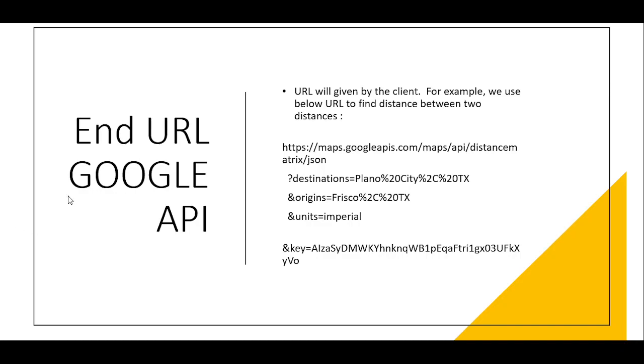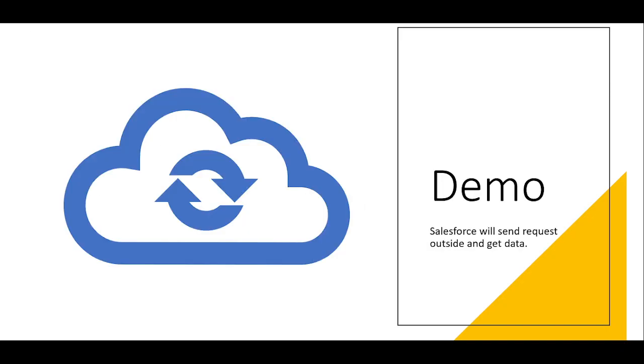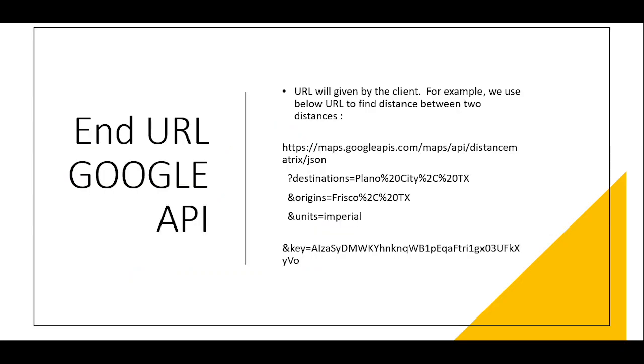We are going to use Google API, and the API which we are going to use is the Distance Matrix API, where you send the destination and origin, and you get the distance back in kilometers, and you have to pass this key which is used for authentication. Now it's time for the demo, where I will show you first how I got this URL from Google API, and then I will show you how we can integrate.